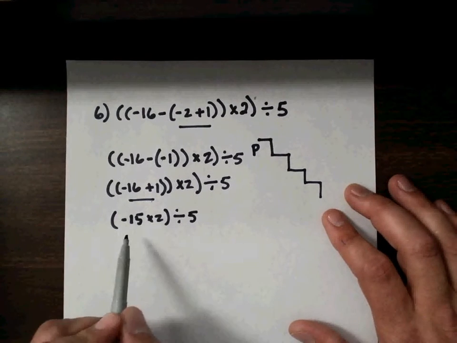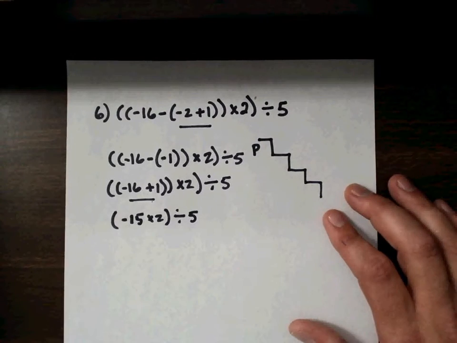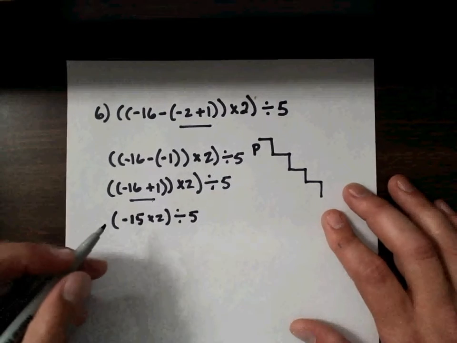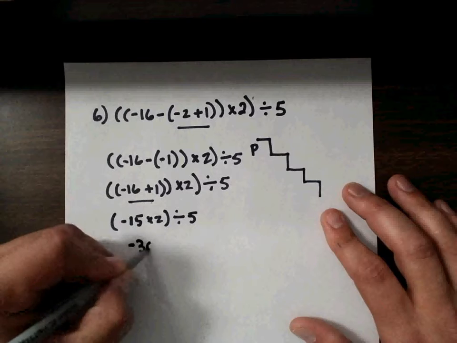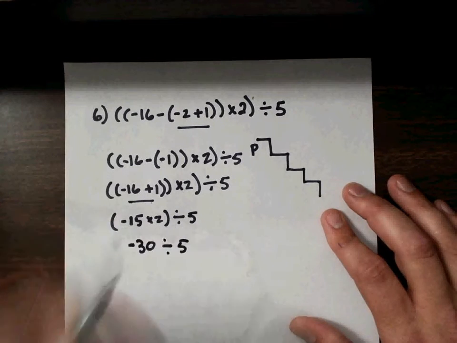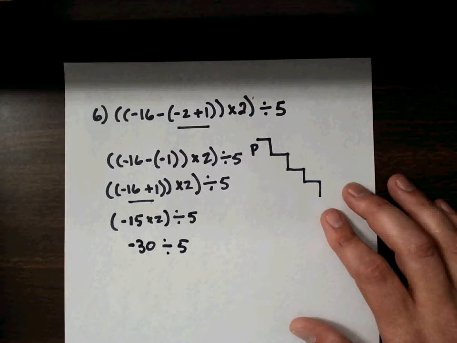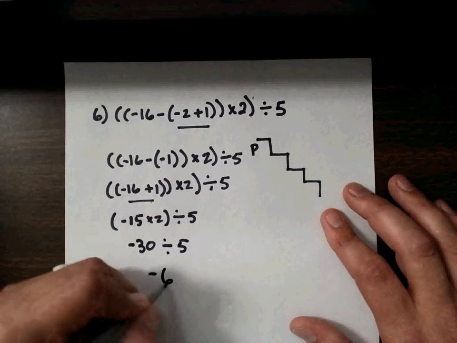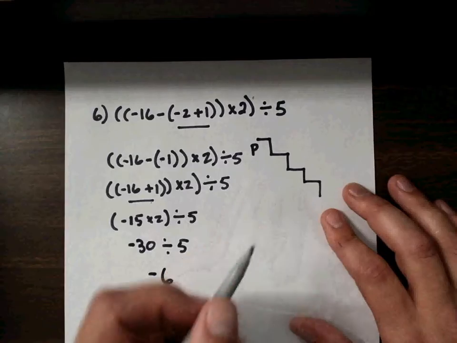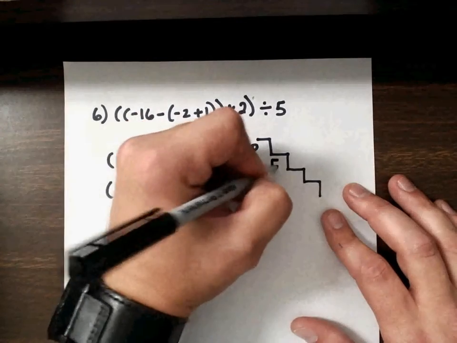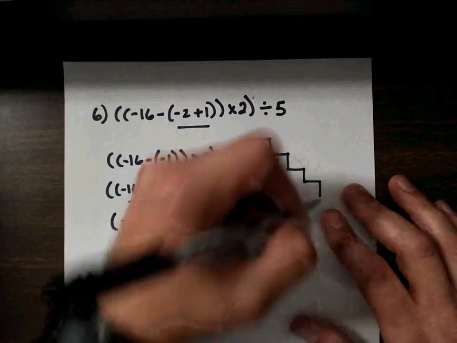And since we have parentheses, that means I got to do this first. So I got -15 times 2, which is? Good. Who said 7? Nobody wants to admit it. That's okay. So we get -15 divided by 5. -6.